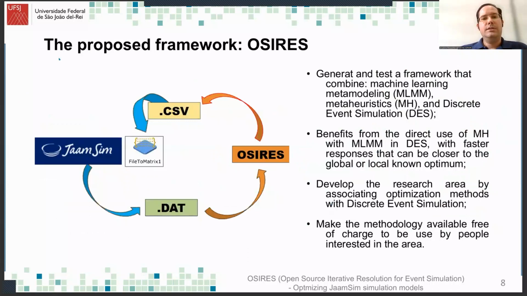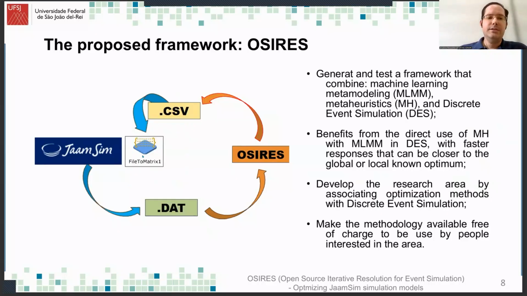So what is OSIRES itself? I remember that I first read, I don't know if it was in the Jaamsim user manual or in other texts, that Jaamsim has the ability to use the file to matrix block. And at that moment, there was something written in that document about integrating with a Python program. So I thought, why not try that?